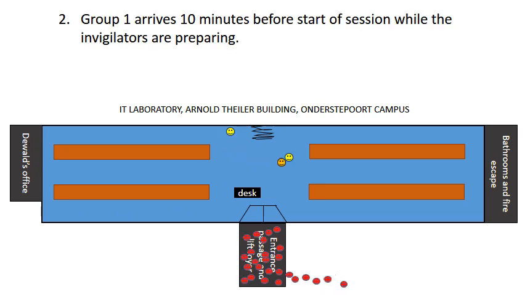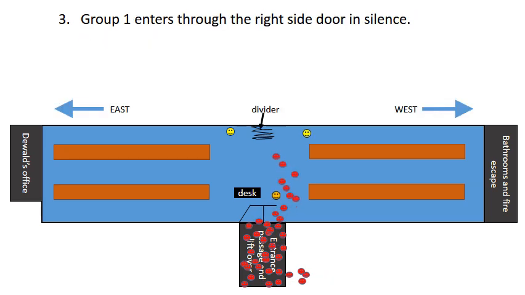The group will then arrive prior to the start. The first group will arrive prior to the start of the assessment as usual, while the invigilators are preparing. Group 1 will then enter the computer lab and they will be quiet once they start to enter.